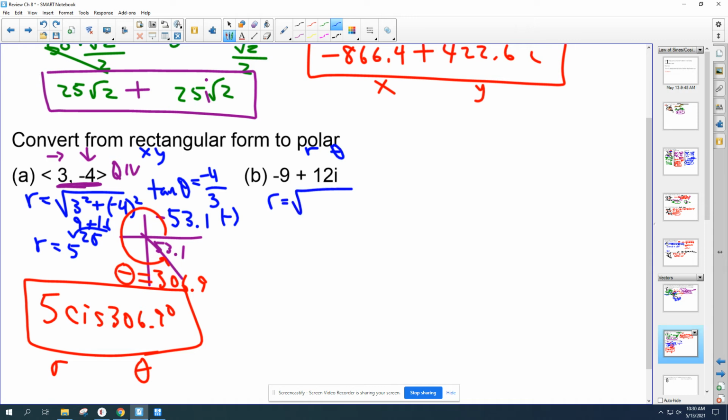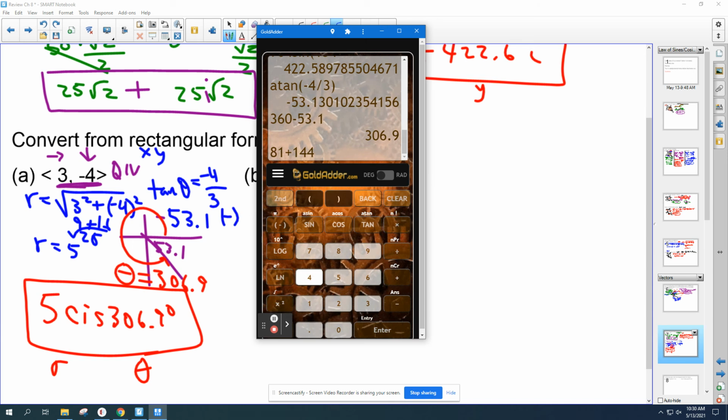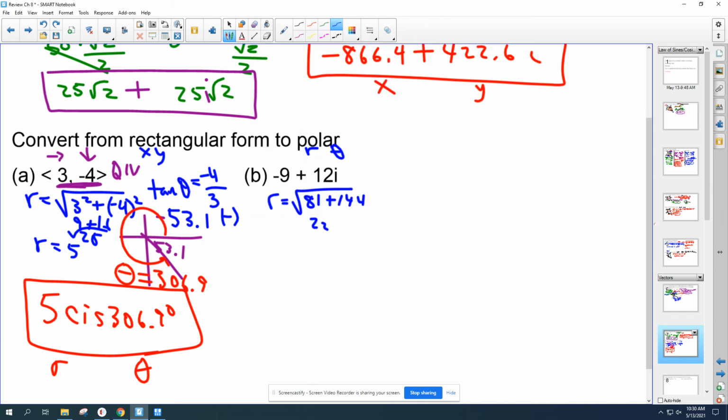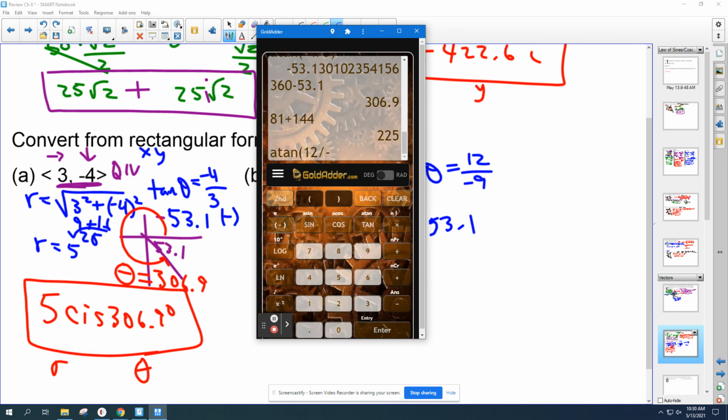r equals square root of 81 plus 144. That's 225, I believe. Is that right? Yeah. So square root of 225 is 15. Okay. Tangent theta equals 12 over negative 9. That actually reduces to 4/3, so maybe you can tell that that's going to be 53.1 again. But I don't know, maybe you don't see that. Inverse tangent 12 over negative 9. That's the same thing.